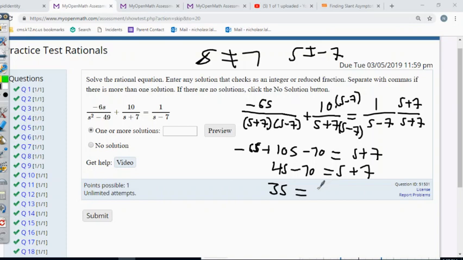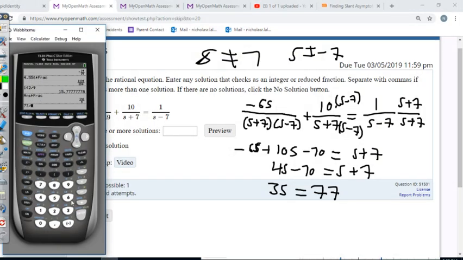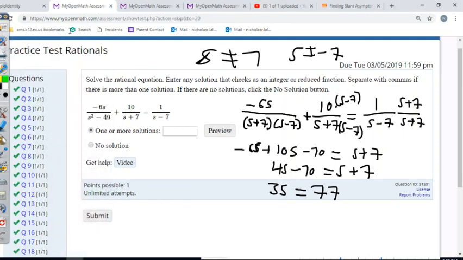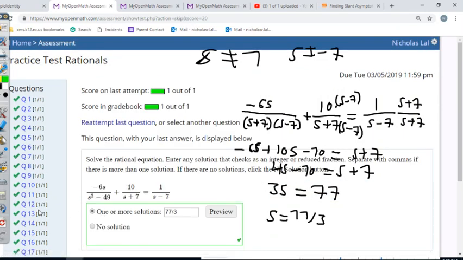3s is equal to 77. So 77 divided by 3 is 25. That can't be simplified. So s is just equal to 77 over 3. 77 thirds. That's right.